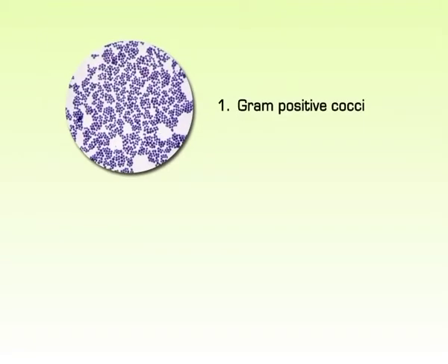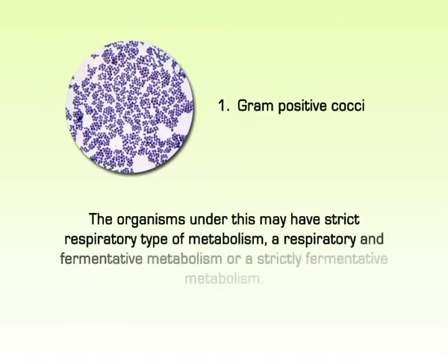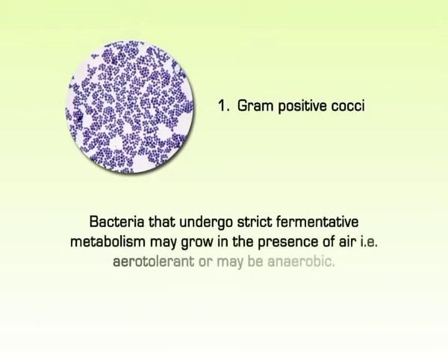The gram-positive bacteria that are included in Bergey's Manual Volume 2 include, the first one, gram-positive cocci. The organisms under this may have a strict respiratory type of metabolism, a respiratory and a fermentative metabolism, or a strictly fermentative metabolism. And these bacteria that undergo strict fermentative metabolism may grow in the presence of air, that is aerotolerant, or may be anaerobic.